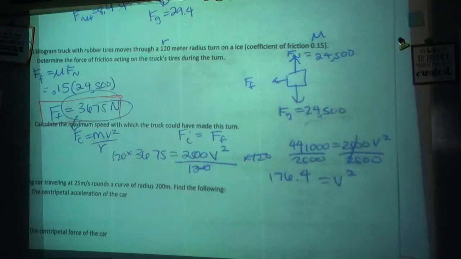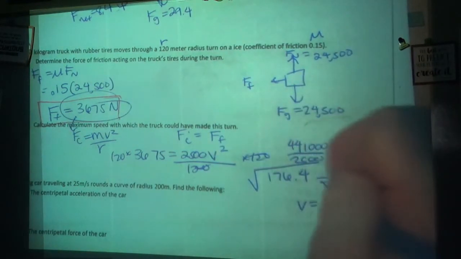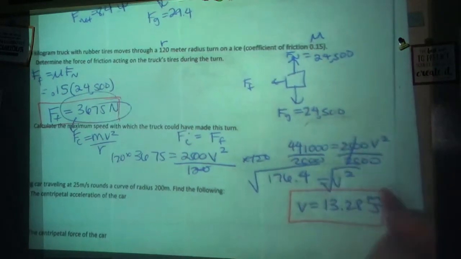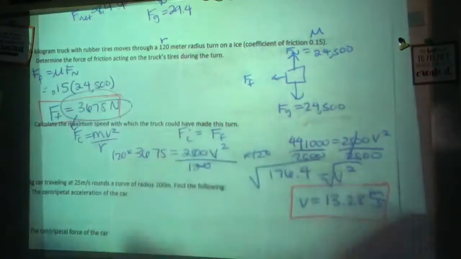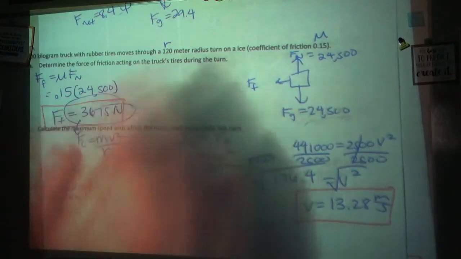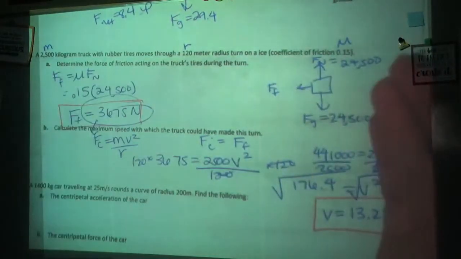That's the velocity squared. I want just the velocity, so I'm going to square root. I get my velocity is 13.28 meters per second. So that is the safest velocity, or the maximum velocity you can safely make this turn. Because if you go any faster, then that would be greater than your friction force, and we want our friction force to be equal to the centripetal force so it doesn't go sliding.